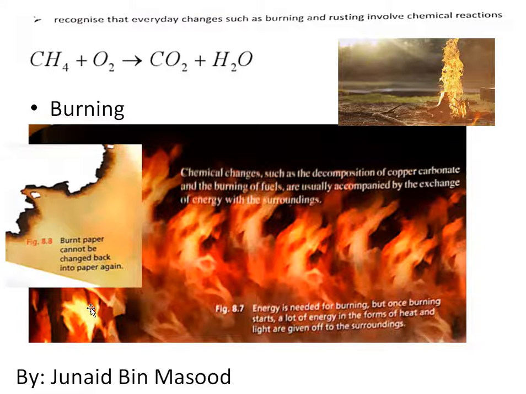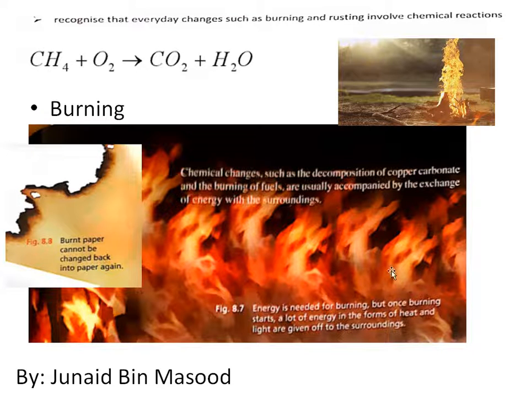And the worksheet that had been provided to you for this chapter, the first question was basically inclusive of physical and chemical changes. Now, once the burning starts, a lot of energy in the form of heat and light is given off to the surroundings. And the chemical changes, such as the decomposition of copper carbonate, which we have studied in online lecture 2, which was last lecture, and the burning of fuels, are usually accompanied by the exchange of energy with the surroundings.